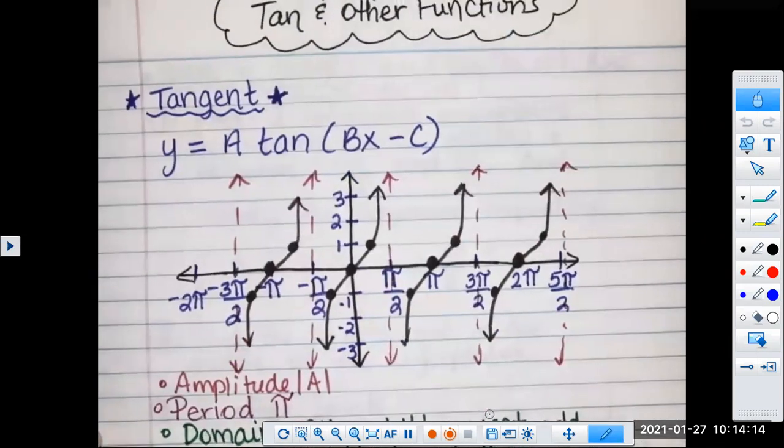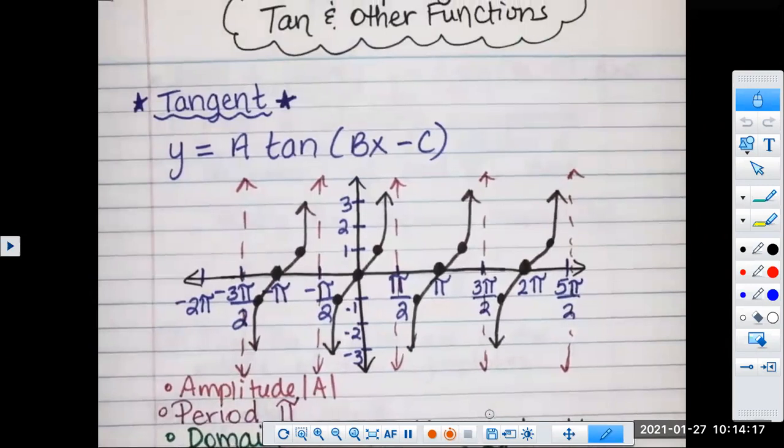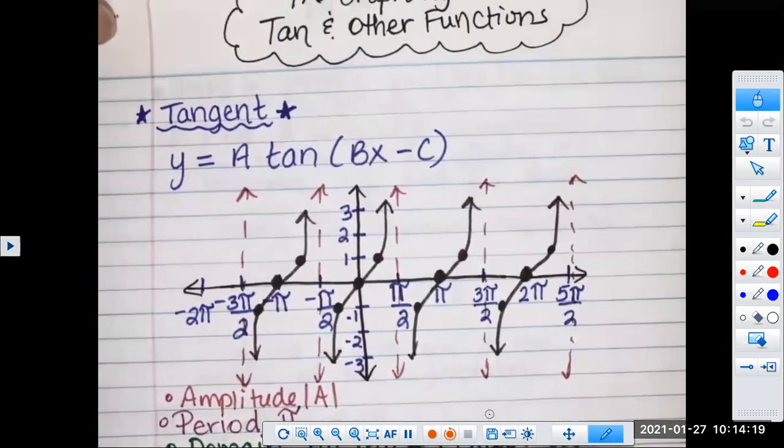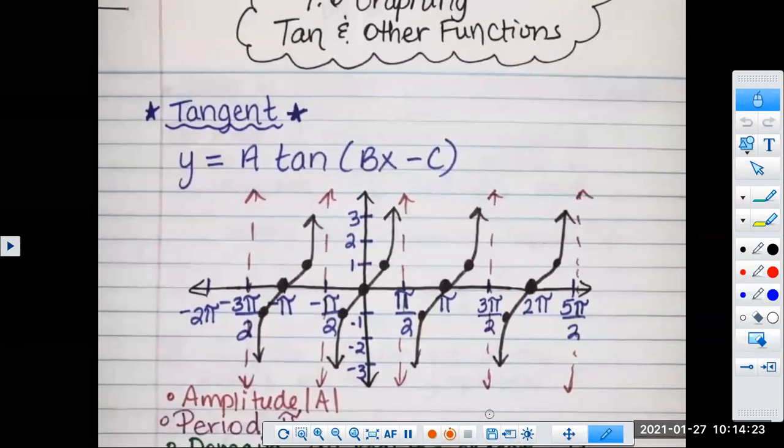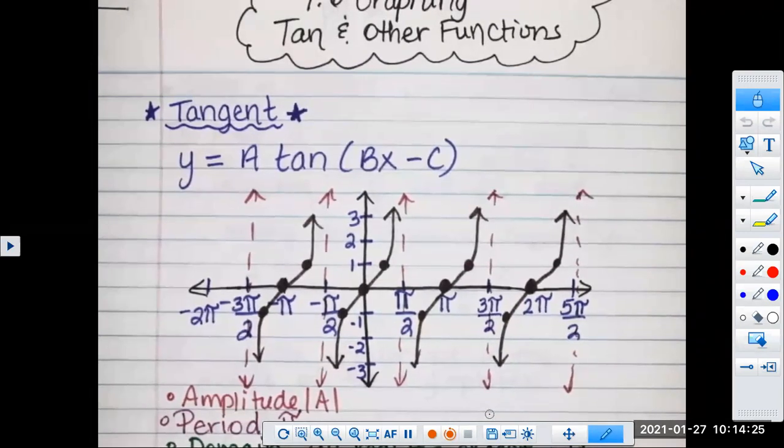All right, in 4.6 today, we're graphing tangent and cotangent, cosecant, and secant. Don't be intimidated by the way these graphs look. They're actually, tangent is a lot easier to graph than cosine and sine. It doesn't have a very lengthy process, finding the period, dividing by 4, all of that.